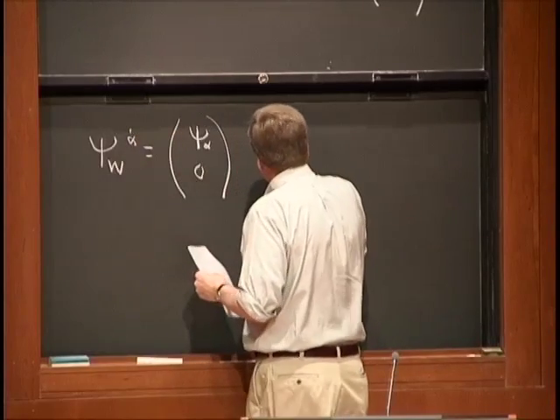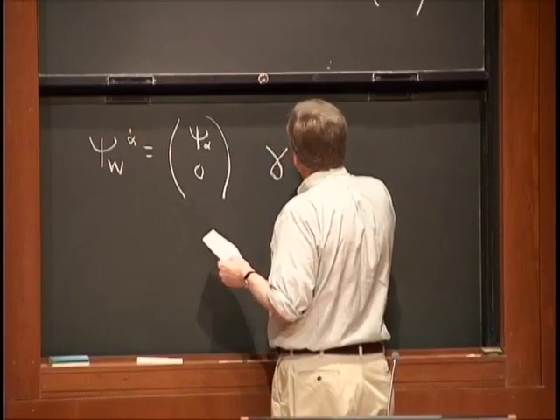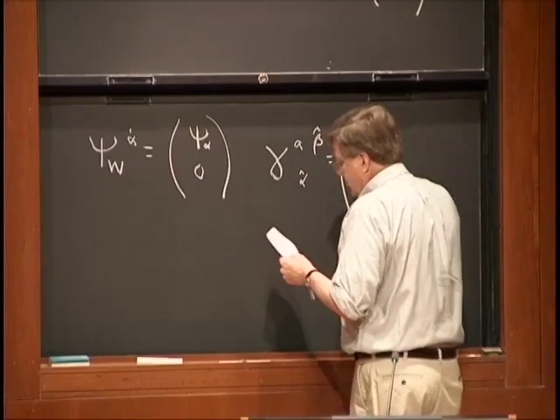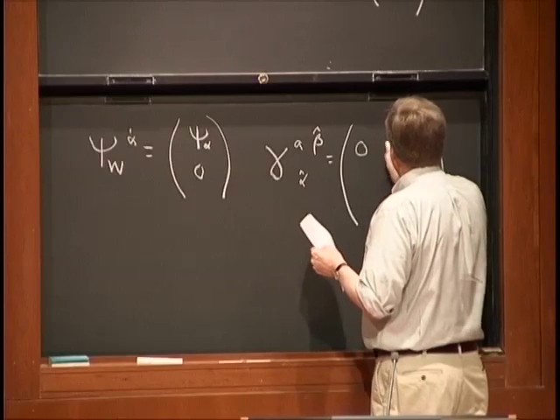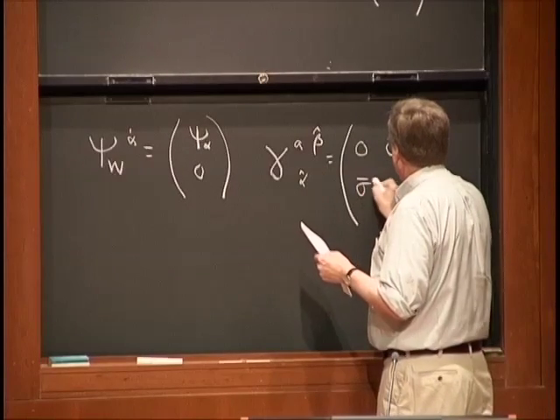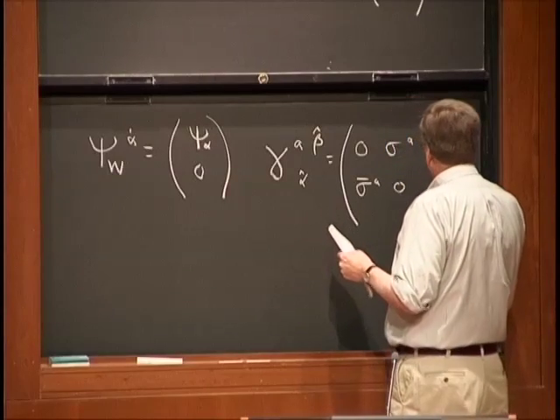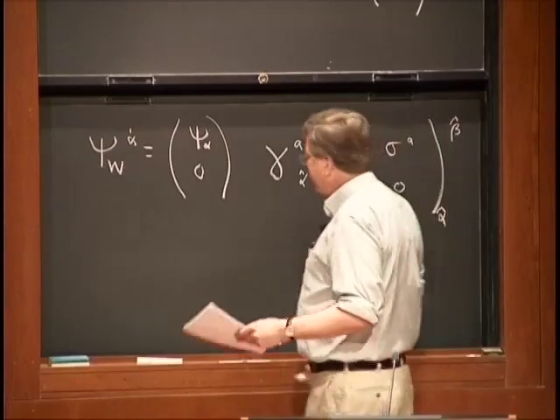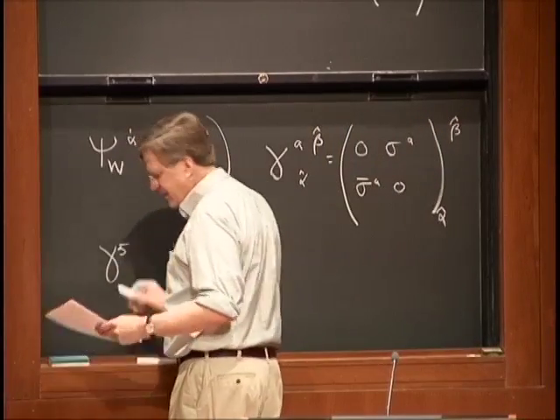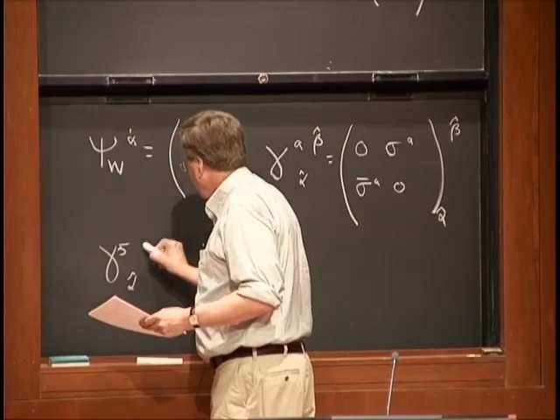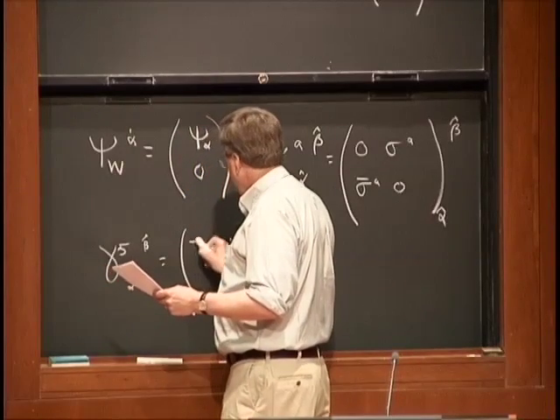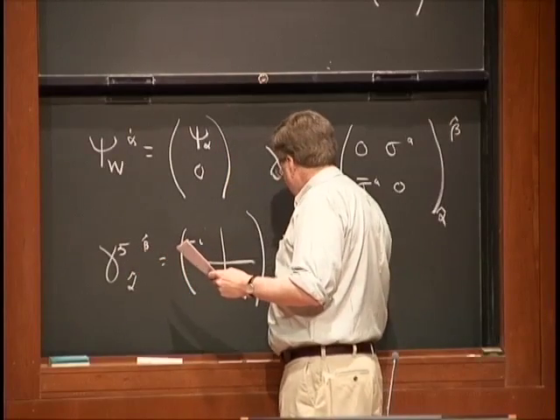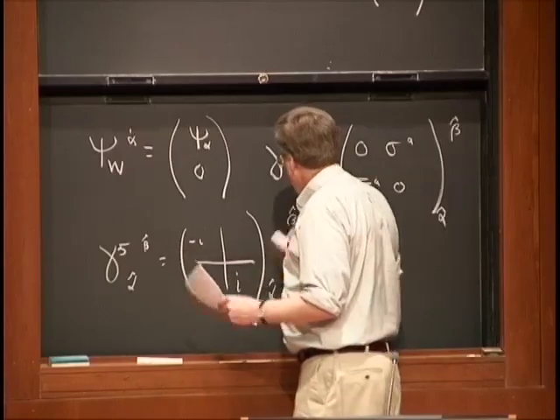The gamma matrices, the 4-dimensional gamma matrices, are just 0, sigma A, sigma bar A, 0. And if you want to go into 5 dimensions, the 5th gamma matrix, gamma 5, is equal to... and we're done.